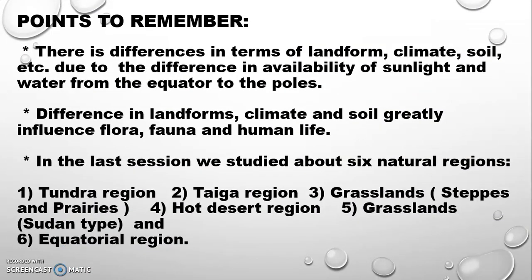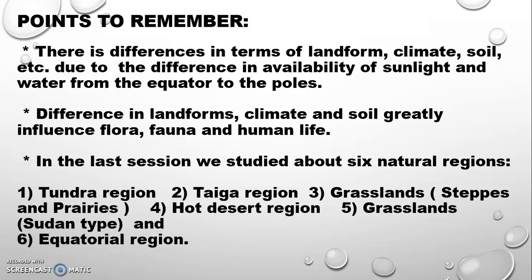Well, my dear children, let us have a quick revision with points to remember. We studied what exactly a natural region is. Natural region means there is difference in terms of landform, climate, soil, etc., due to the availability of sunlight and water from the equator to the poles. If you remember, the latitudinal extent starts from 0 degree, that is the equator, till 90 degree, that is the north pole as well as the south pole.